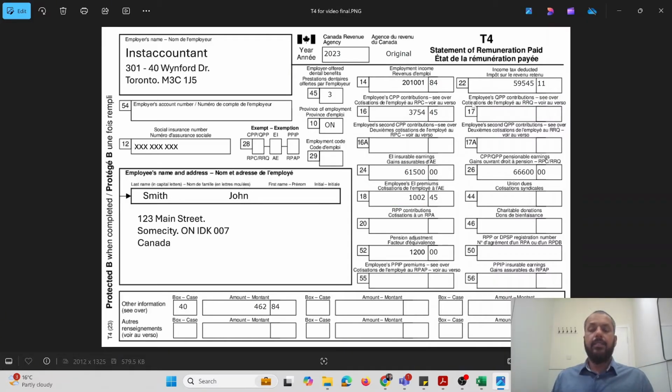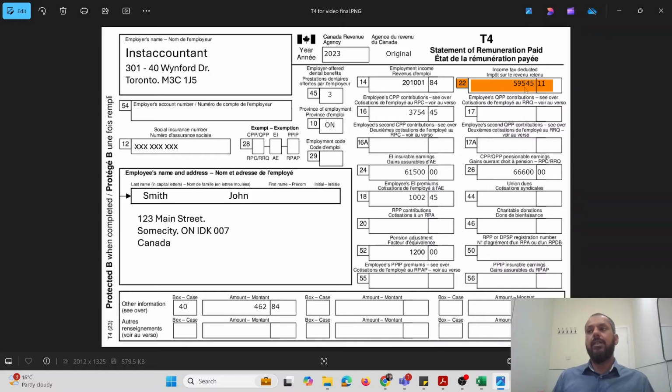The next one, the important one, is box number 22, which is the income tax deducted. This is the amount of income tax that got deducted out of your salary on every paycheck. Maybe at the end of the year, you might not have to pay any tax because you've already had this amount deducted. You might get a refund when you file your tax return, and the reason for that refund is that the amount of tax you paid from your salary was more than what it should have been.